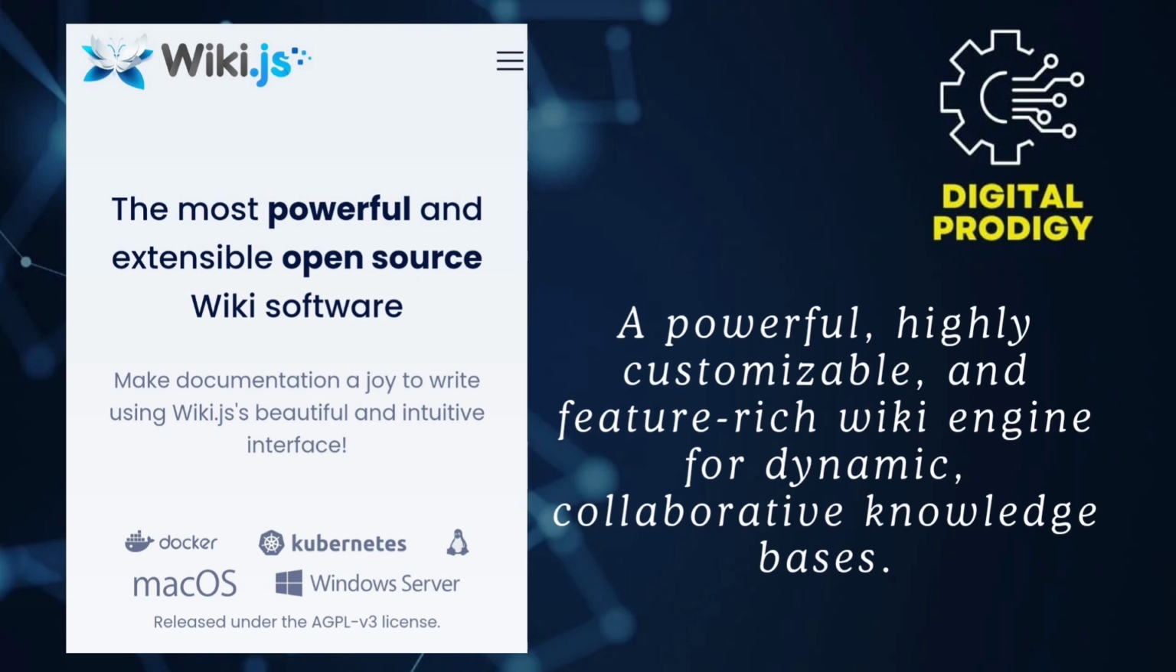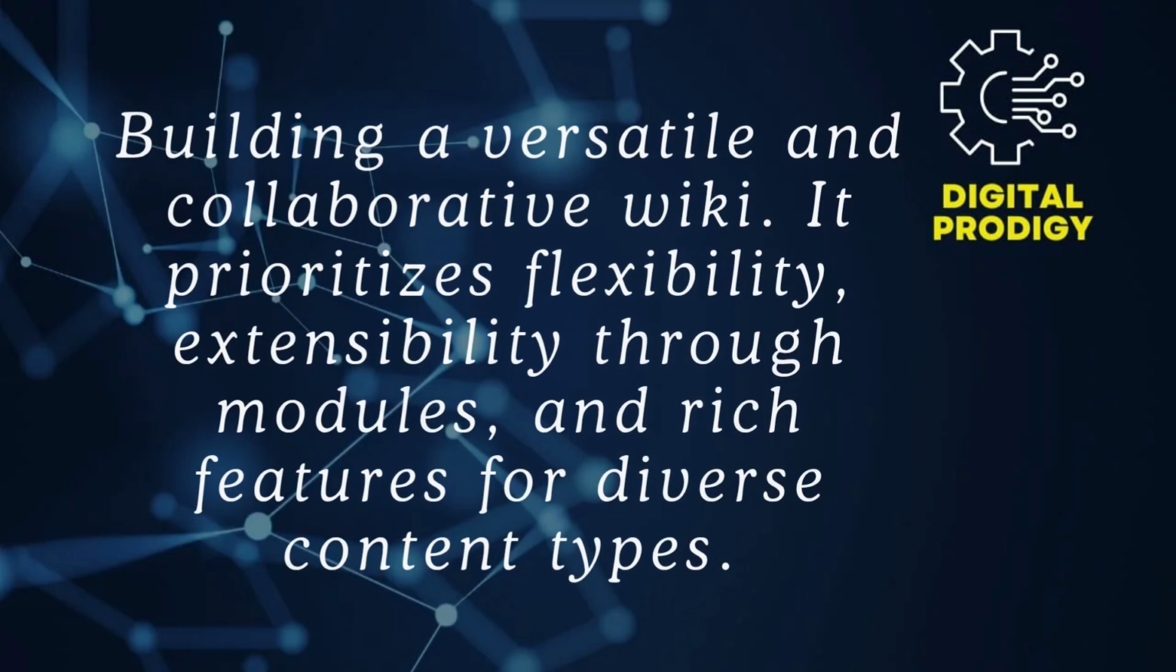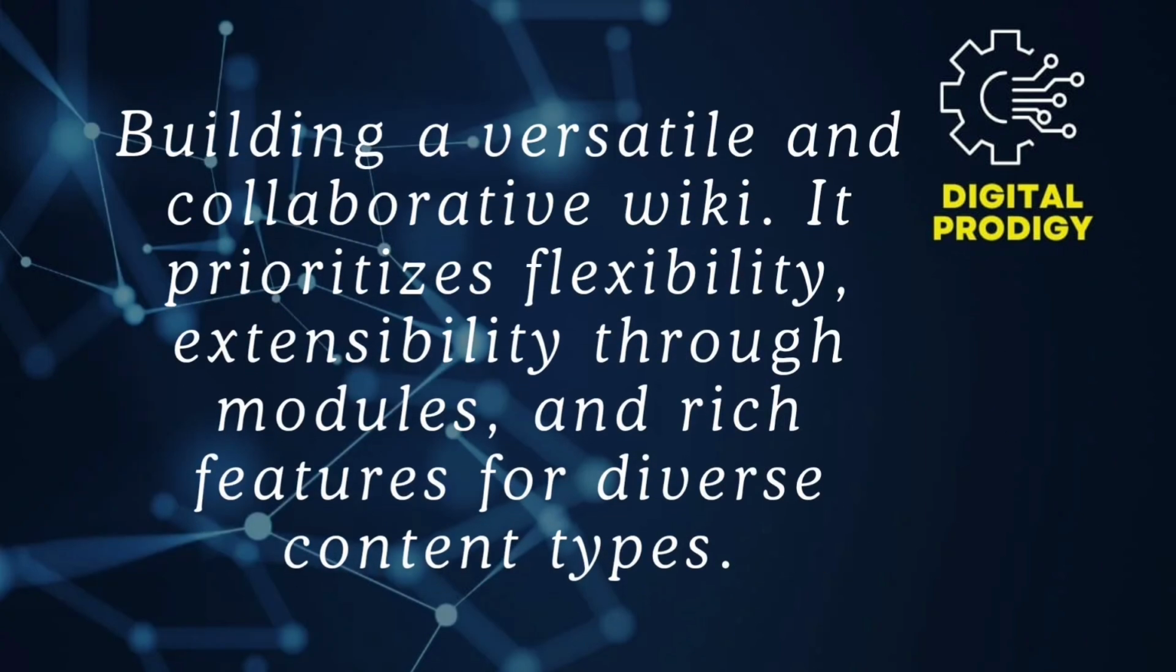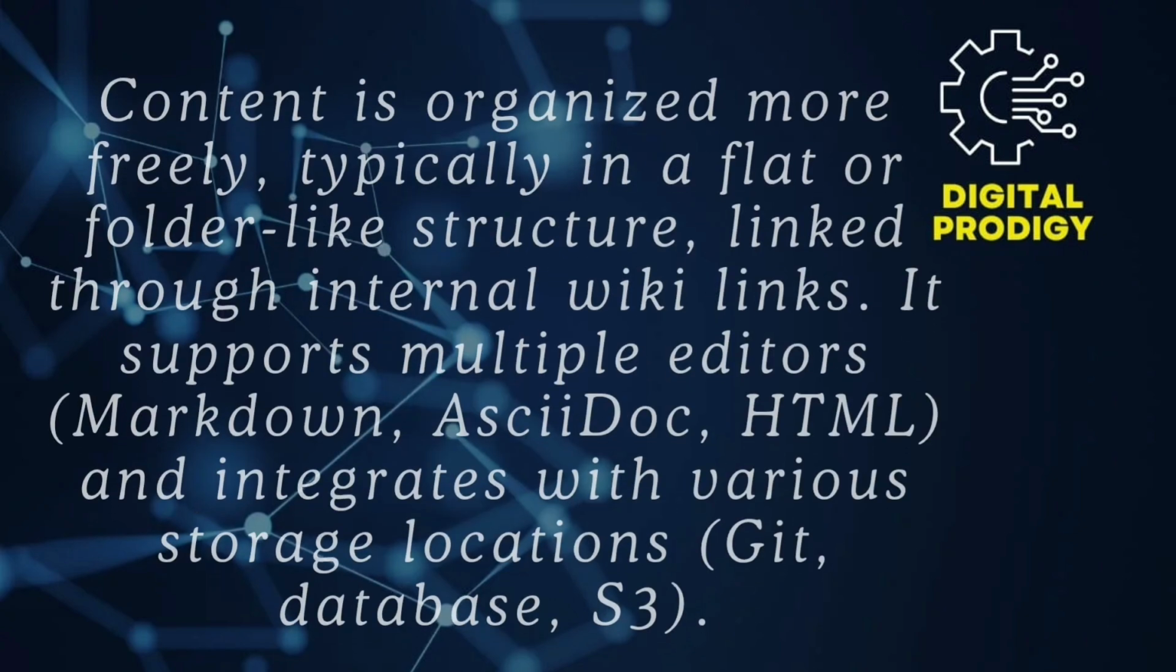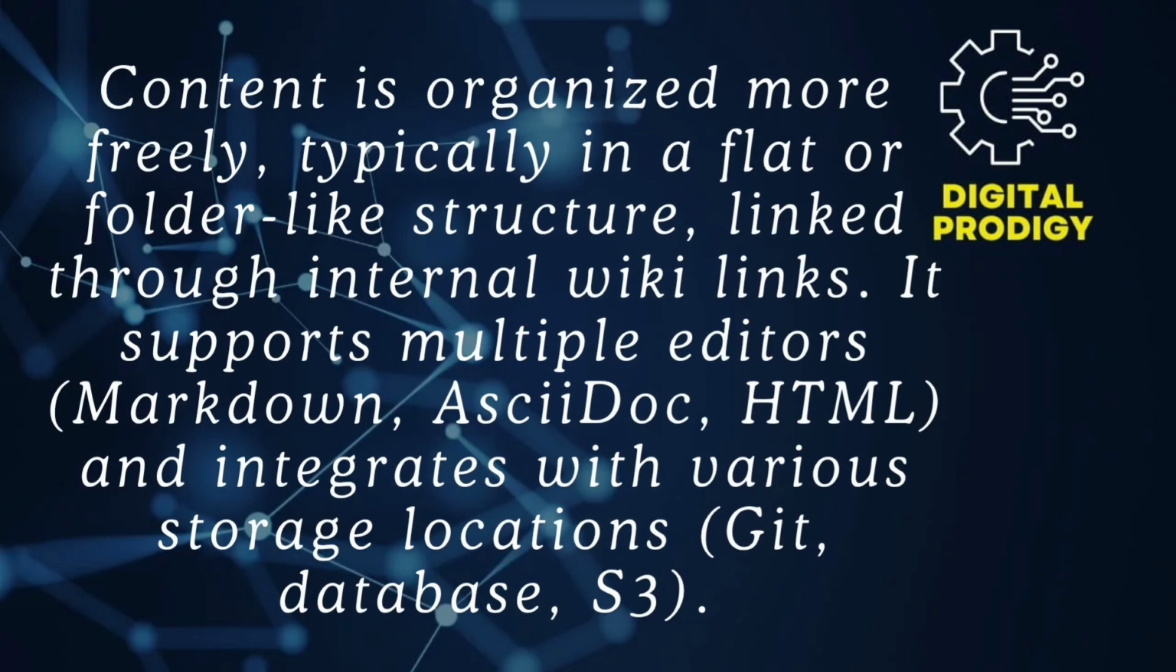Wiki.js, on the other hand, is a powerful, highly customizable, and feature-rich wiki engine for dynamic collaborative knowledge bases. Its core function is for building a versatile and collaborative wiki. It prioritizes flexibility, extensibility through modules, and rich features for diverse content types. Content is organized more freely, typically in a flat or folder-like structure, linked through internal wiki links.